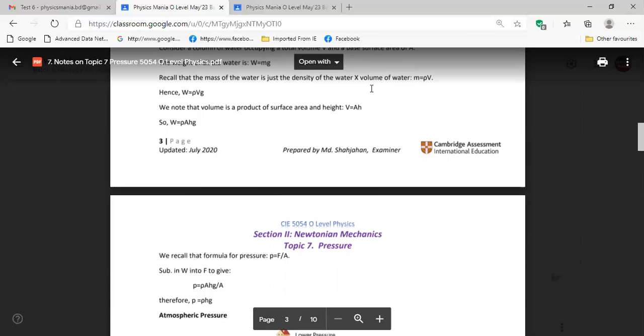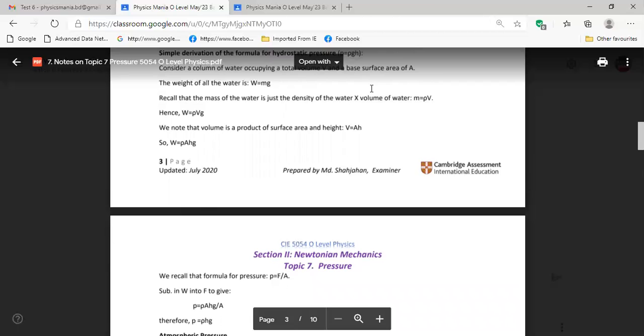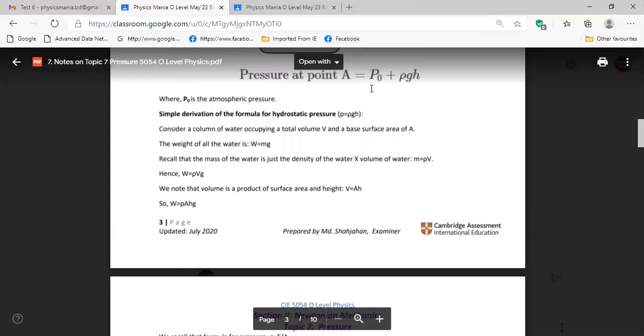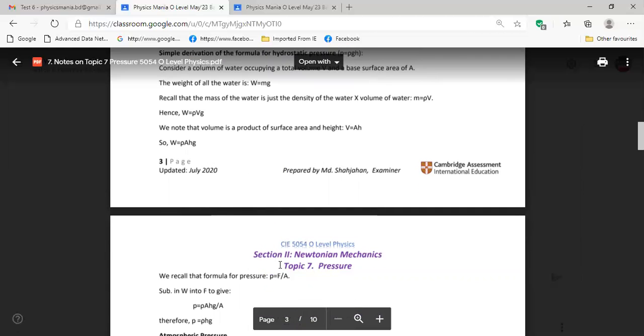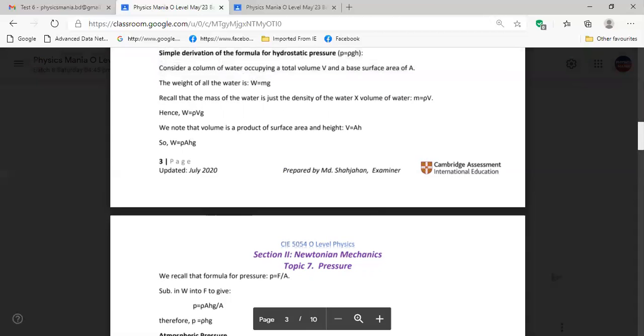So look here. I don't know if you got this derivation before or not. Here we have the proof of where we are getting the formulas from, right? So we have some basic formulas. We know the formula of density, formula of weight, and formula of volume. Using these three formulas, we are getting our other formula P equals F by A. So four formulas are given here, and these four formulas are used to get this relationship P equals h rho g.